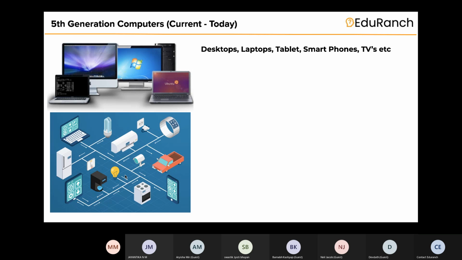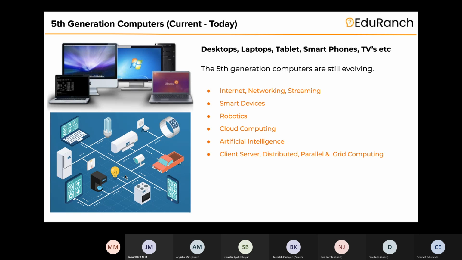Today we are in the fifth generation where you have desktops, laptops, tablets, smartphones, TVs, whatnot, everything, printers, all these are part of today's smart generation, which we also call the fifth generation, which are all interconnected. So today's generation is still evolving. There are a lot of things in fifth generation computers today. There is internet, there is networking, there is movie streaming. You can watch a movie, we can see each other, all that stuff, right?